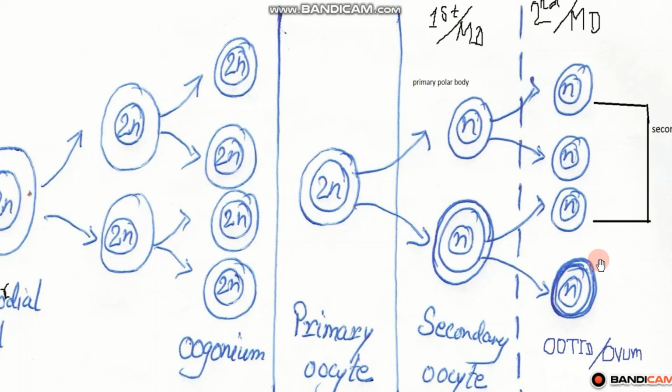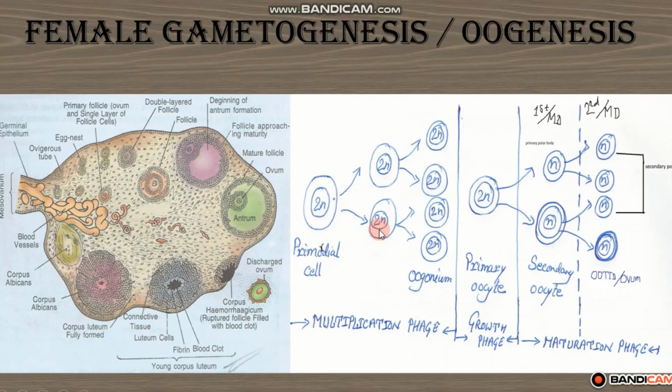But in male gametogenesis, all four cells convert into sperm. So sperm is four times more than ovum. This is the basic knowledge of gametogenesis and oogenesis. This is the basic base of the formation of the ovum.